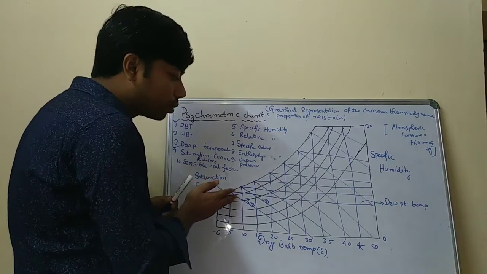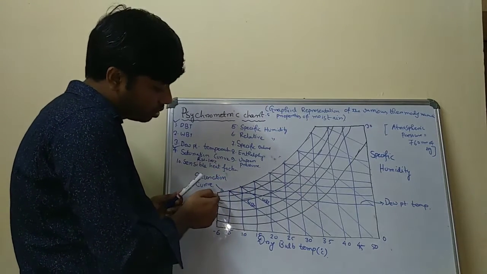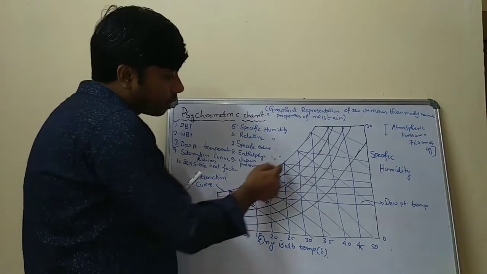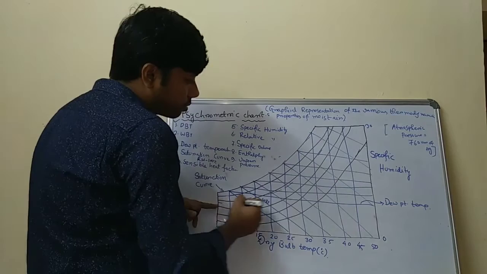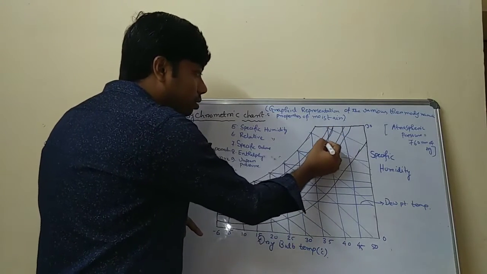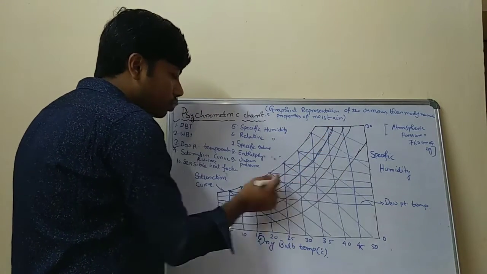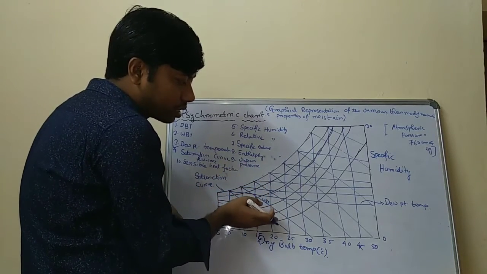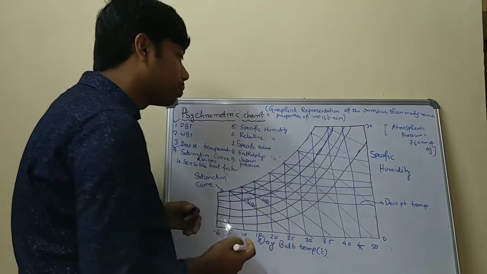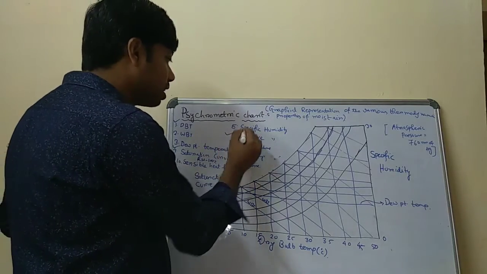And if you go in this chart, this black line is a curved line. As you go down along this line, relative humidity decreases. If you go upwards, relative humidity increases. So these are the relative humidity lines.